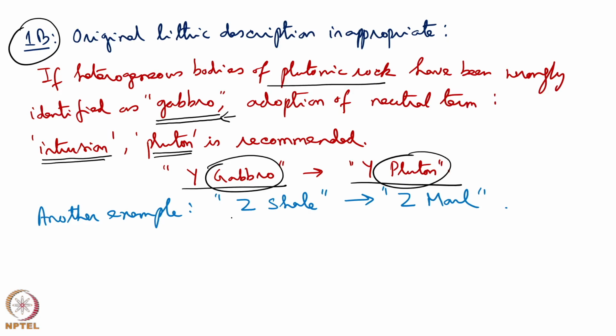Another example is Z shell is now designated as Z marl. Shell is a very fine grained, clay sized particle bearing rock, but it was found that for this Z shell a part of it is carbonate. Therefore, the term marl has been introduced.